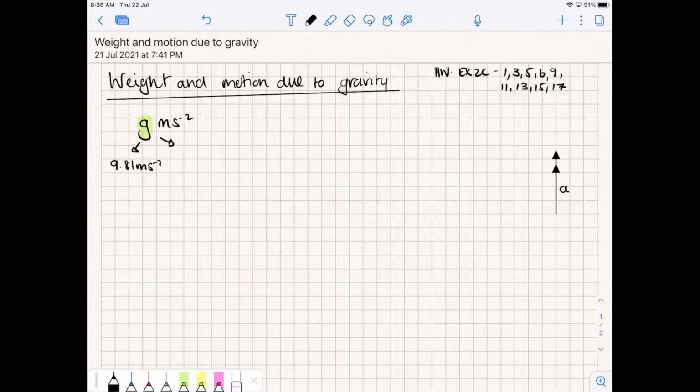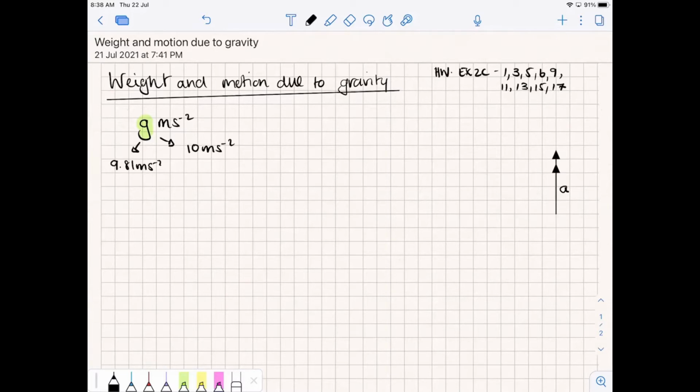Now, in mathematics, we're not really interested very much in technical accuracy. We're more interested in application, so the theoretical understanding of these calculations. To make life easier, we will just use 10 meters per second squared, just like you probably did back in IGCSE. Using 10 just makes some of the calculations easy.